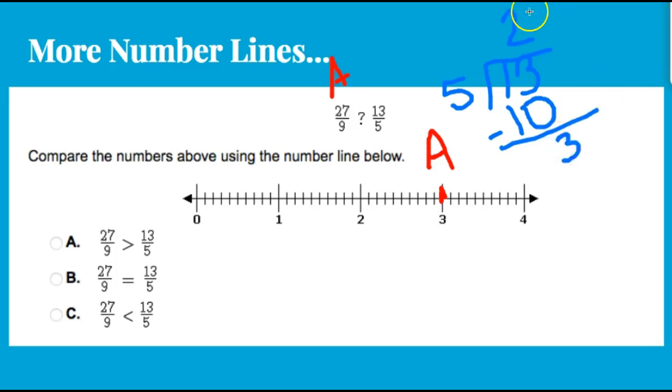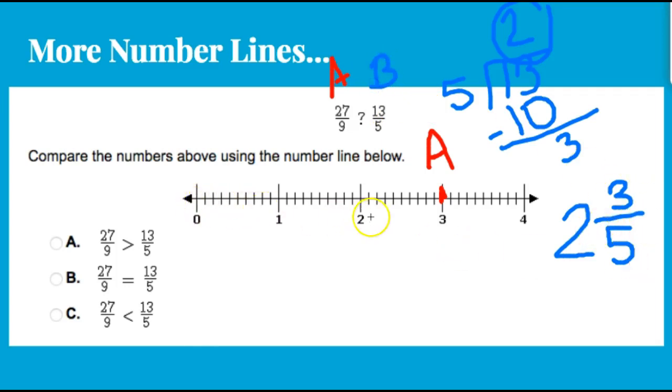So here's how I get my mixed number. Here's my whole number, 2. Okay. Your remainder, here's your numerator, 3. And out here is your denominator. So B here, 13/5, is equivalent to 2 3/5.